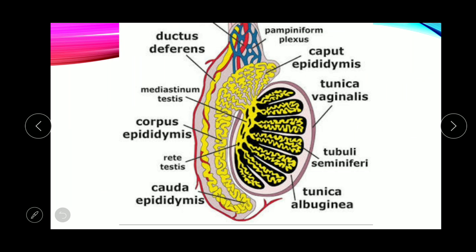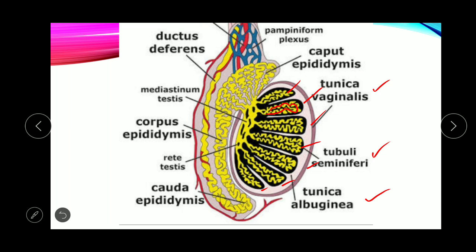Now here you can see the diagram. These small black structures are the seminiferous lobules, or testicular lobules, and inside them there are small tubular, highly convoluted structures. These are the seminiferous tubules, also called tubuli seminiferi. You can see the protective connective tissue, tunica vaginalis and tunica albuginea here, and here you can see the epididymis and ductus deferens. All of these things we will discuss.